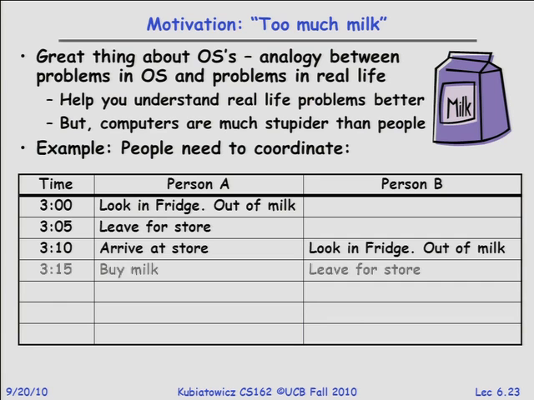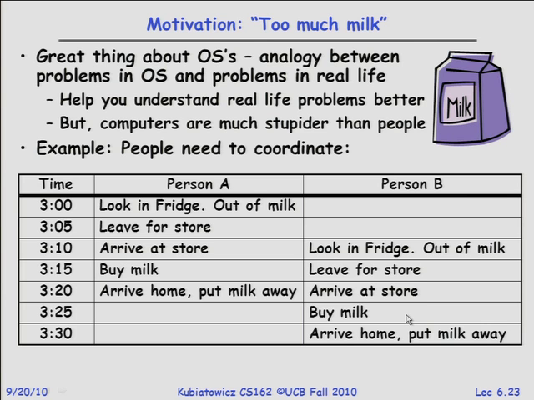Person A goes and buys the milk, arrives home, puts the milk away. B arrives at the store, buys milk, comes home, and now you've got too much milk. Now, there are some assumptions in this, like both of you like to go clockwise to the store and home or something. And now the question is, can we fix this problem with just loads and stores?